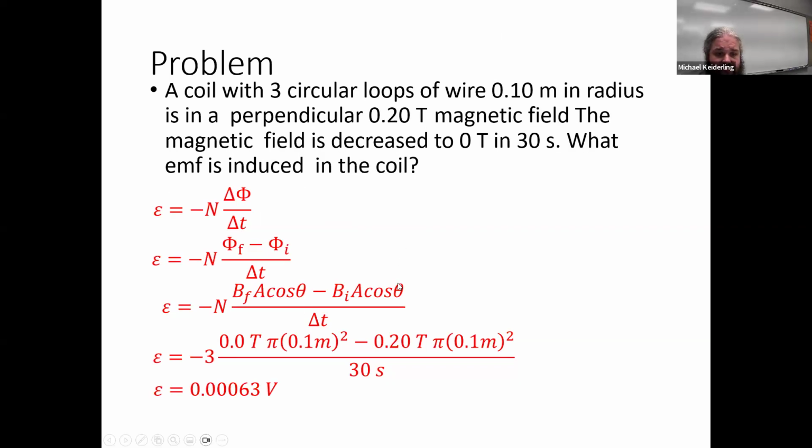Any questions about this? And this would create a current that would create a magnetic field pointing in the same direction as the starting magnetic field, because it would try and keep it existing.